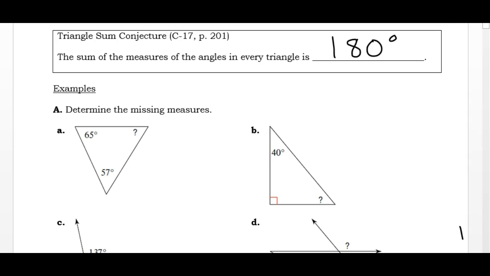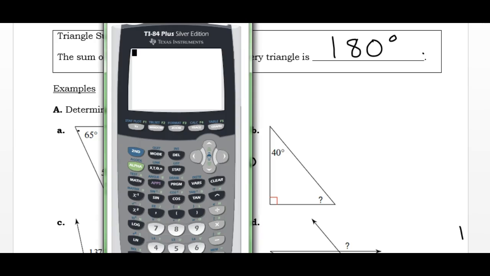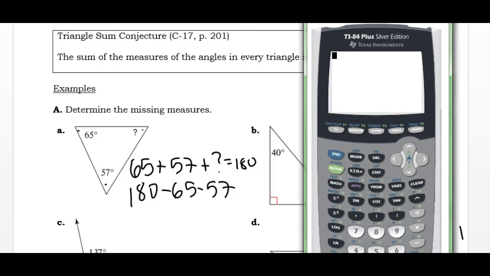I have a triangle here, for example A, where I have a 65-degree angle in this corner, 57 in this corner, and I want to find the third corner, knowing that all three corners should add up to 180. So I've got 65 plus 57 plus something is 180. I'm going to do 180 minus 65 minus 57 to figure out what that something is. That leaves you with 58 degrees for the third angle.